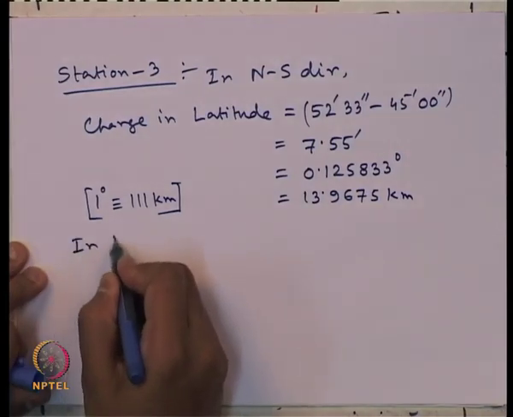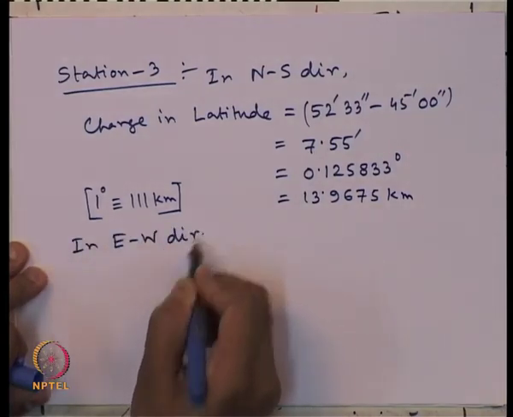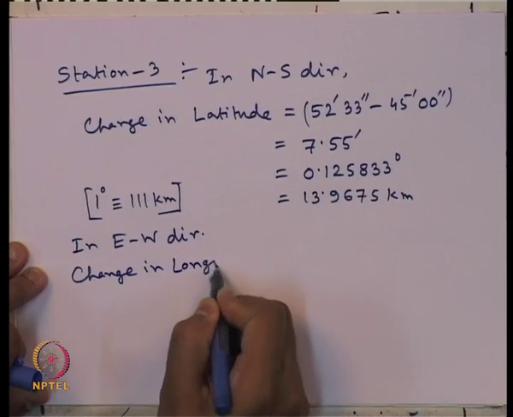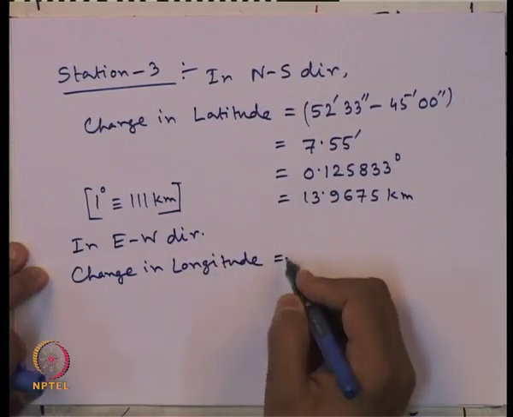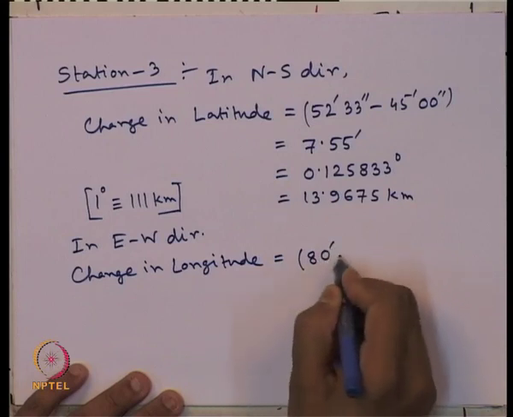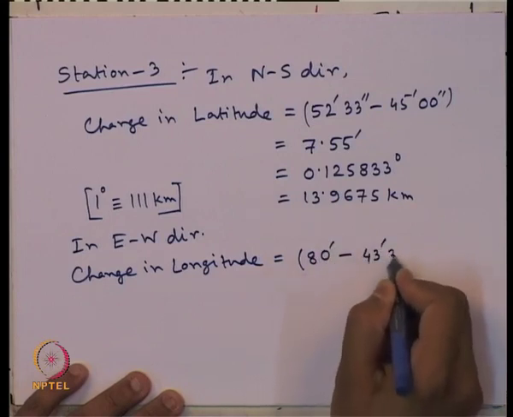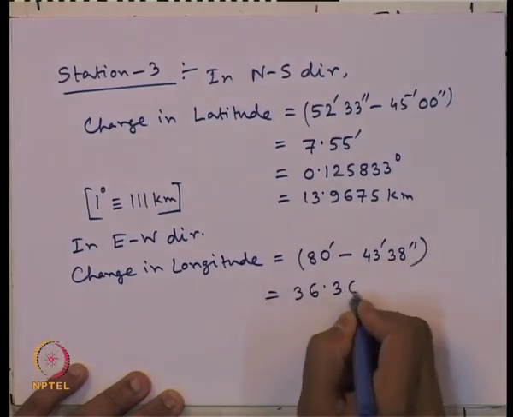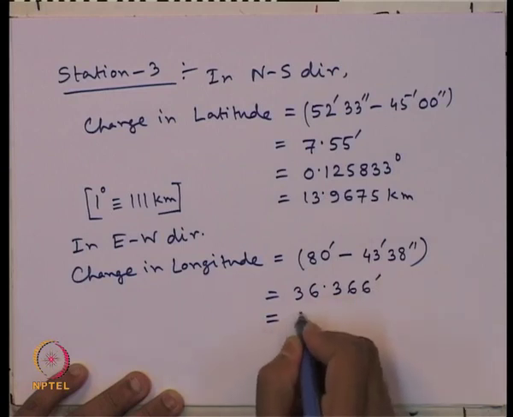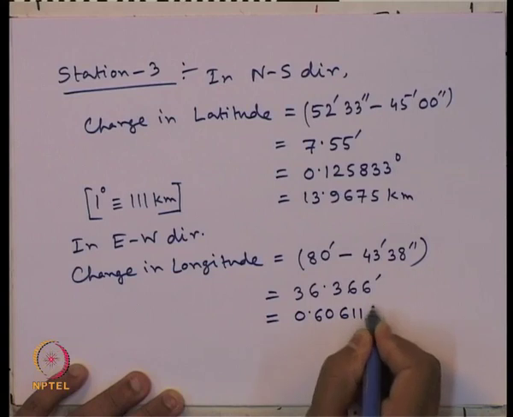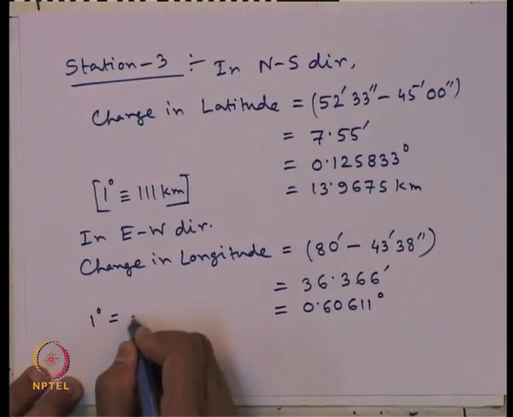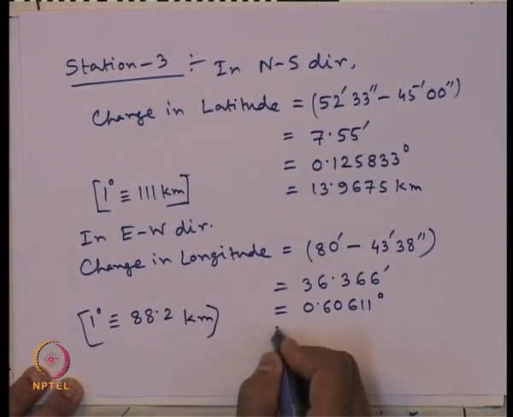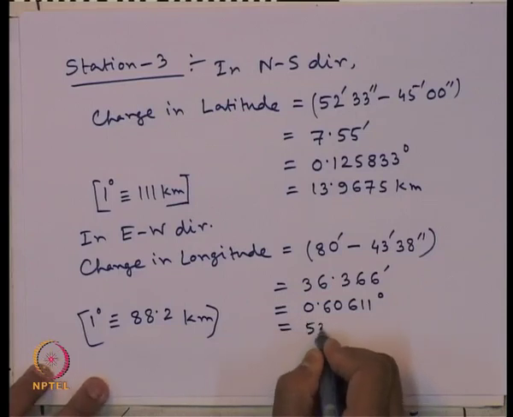And in the east-west direction, the change in longitude with respect to station number 2 is, again converting it, 80 minus 43 minutes 38 seconds. If you convert minutes to seconds, it comes to 36.366 minutes, which corresponds to 0.60611 degree. Now, 1 degree is equivalent to 88.2 kilometers. So, this corresponds to 53.459 kilometers.